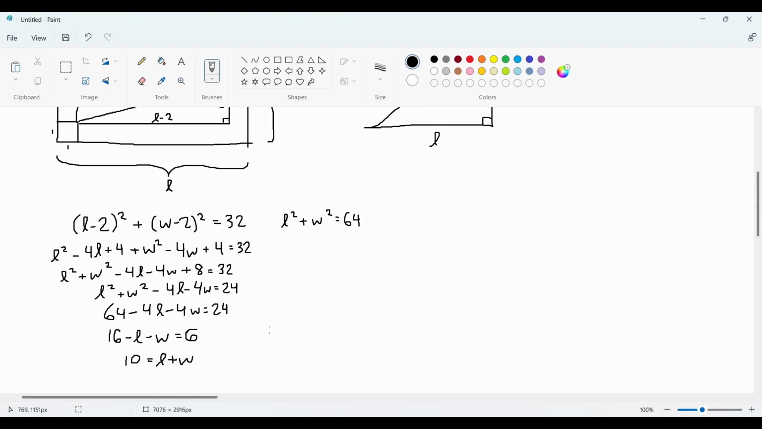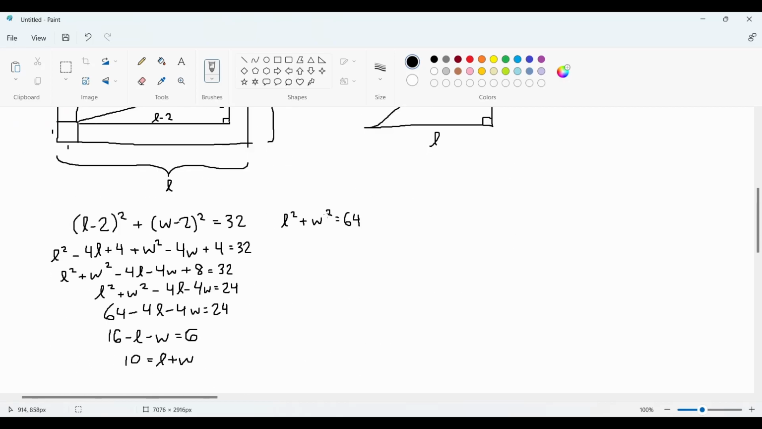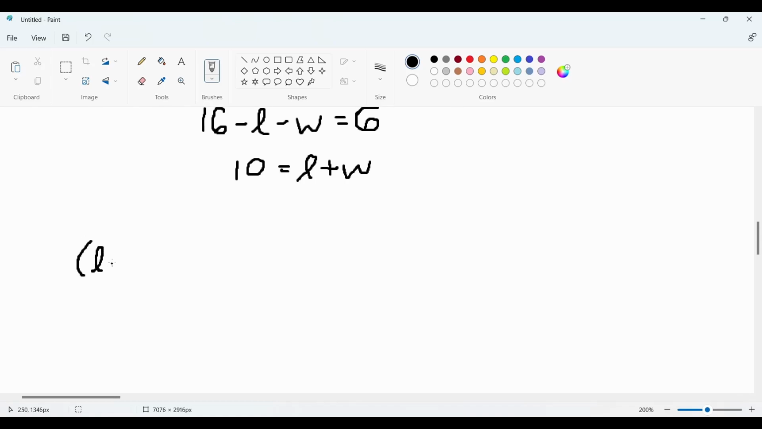Now, that is not exactly what I wanted. I wanted L times W, but I think we're actually okay. If you've never seen this trick, this might be a little tough, but we can create an expression that involves L plus W and these square terms and the product L times W pretty easily. All we need to do is consider the quantity L plus W squared. And why would we do that? Because if you distribute this, what do you get? You get L squared plus 2LW plus W squared.